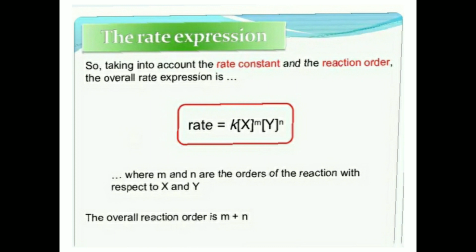The rate expression. So, taking into account the rate constant and the reaction order, the overall rate expression is rate is equal to k[x]^m[y]^n, where m and n are the orders of the reaction with respect to x and y. The overall reaction order is m plus n.